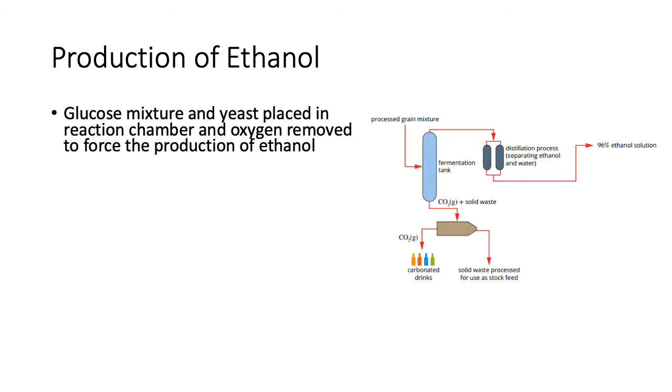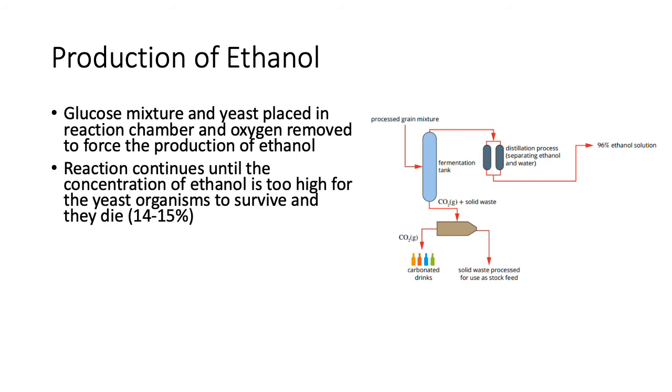Glucose mixture and yeast is placed in the reaction chamber and oxygen is removed, so make sure that it's not cellular respiration the other way, making carbon dioxide and water, but instead making ethanol. Then the reaction continues until the concentration of ethanol is too high for the yeast organisms to survive, and then they all die. So every time you drink some wine or some beer, just remember all of the lives of those yeast that died just so that you could have that drink.